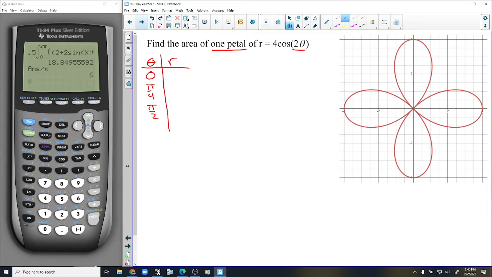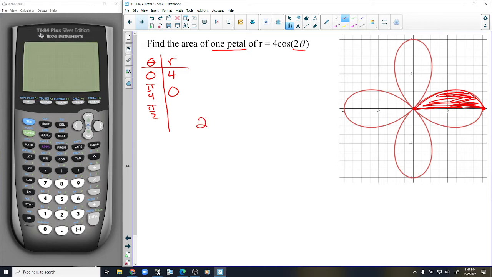Cosine of 0 is 1, so that's 4. And then pi over 4, that becomes pi over 2. That's 0. And actually, that's all I need. Because I'll go here, out at 4. And then I have a 1/2 a petal right here. I have this much. If I find the area of that, all I have to do is double it because I see symmetry here. Above the x-axis, below the x-axis. So this is how I would do this one.